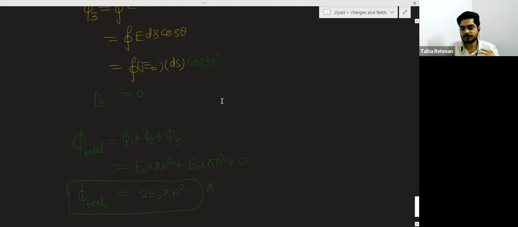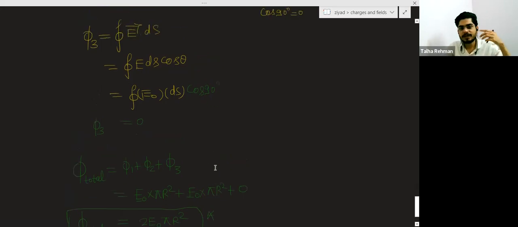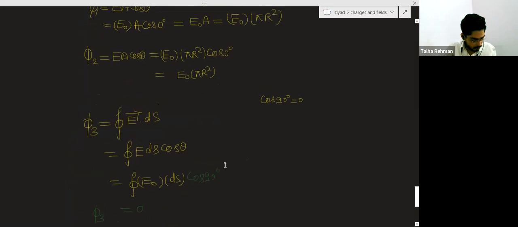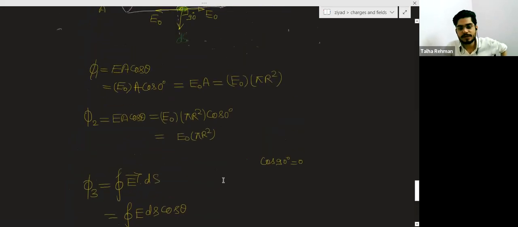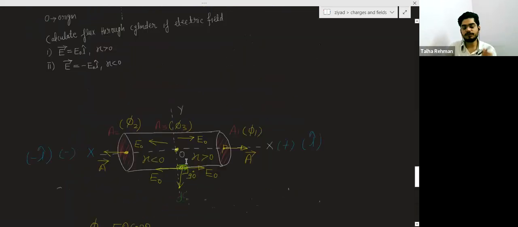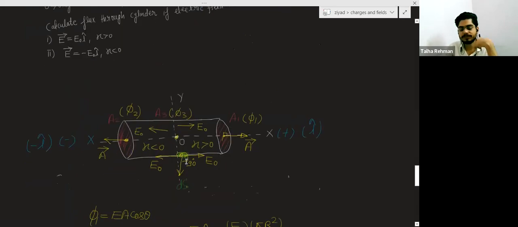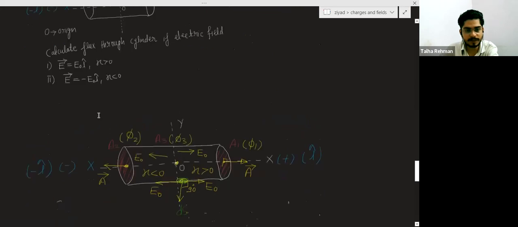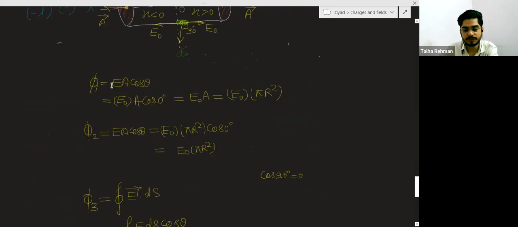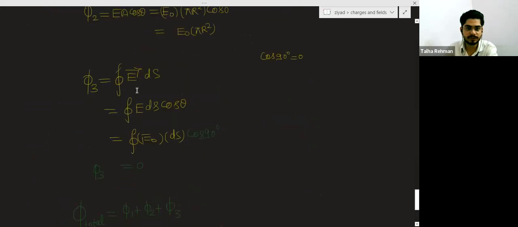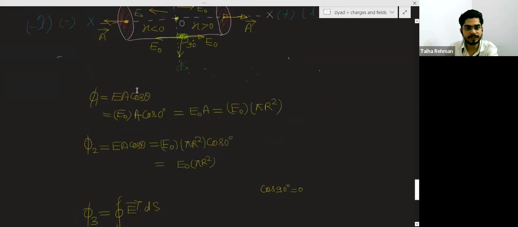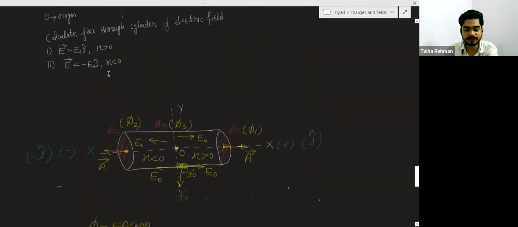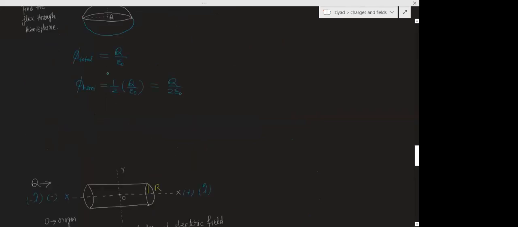This is a type of question where you have to apply the formula for the plane area, and also the formula for the curved area. For the curved area you will use the surface integration I have told you. So now you can take a screenshot of this. I will say this question is a good question.